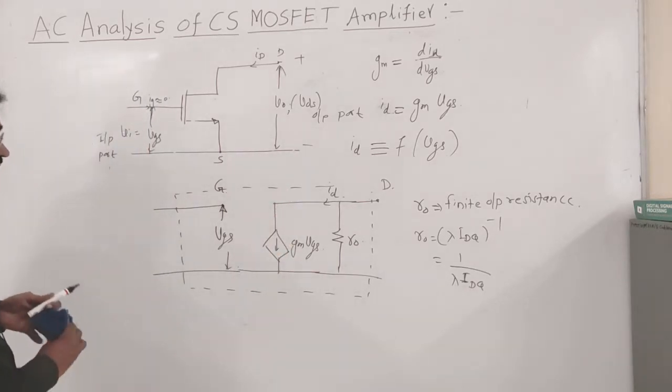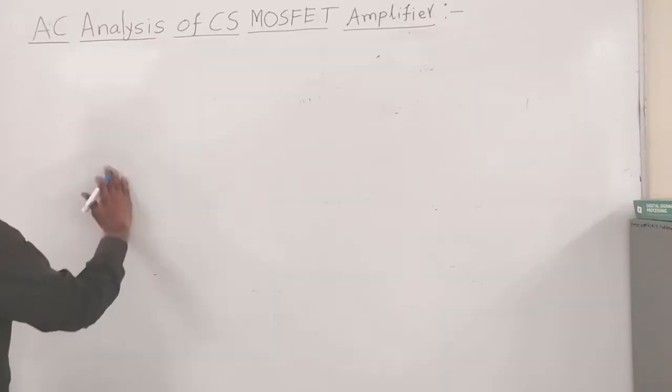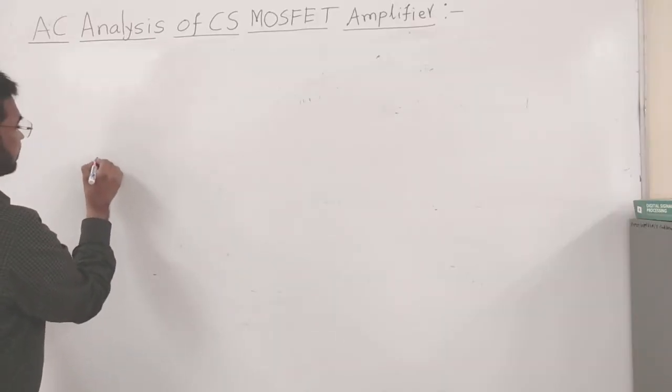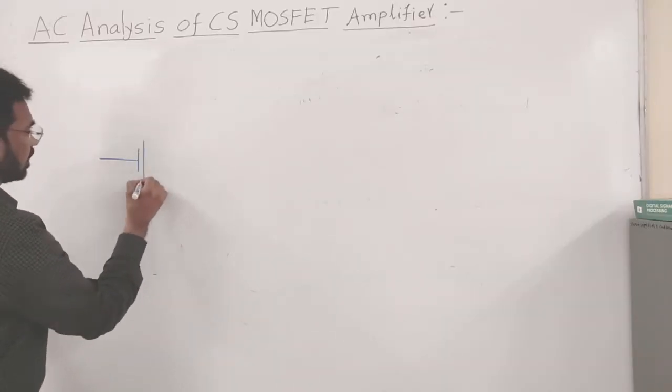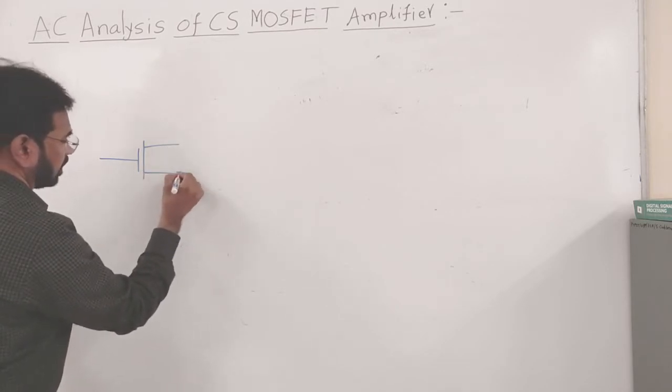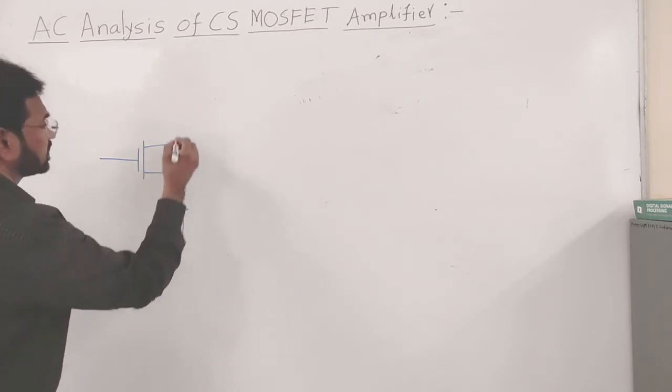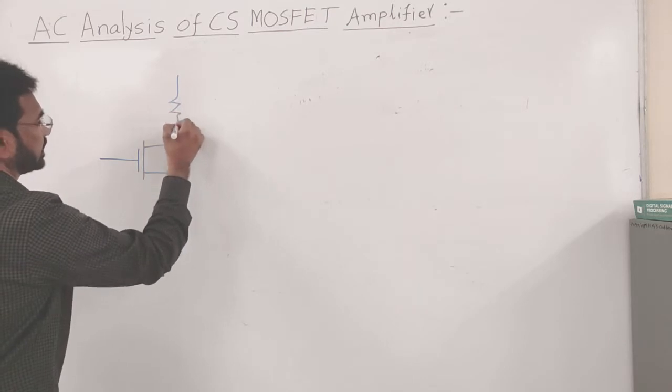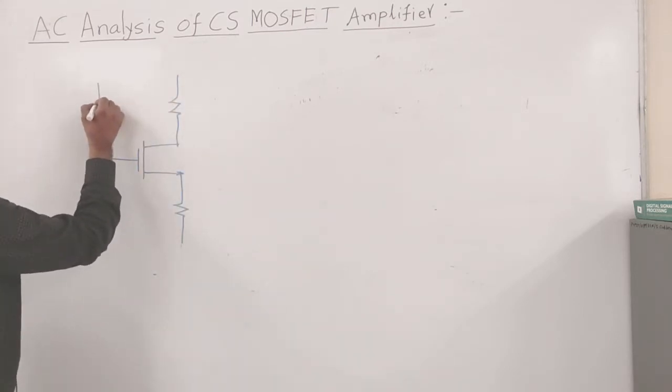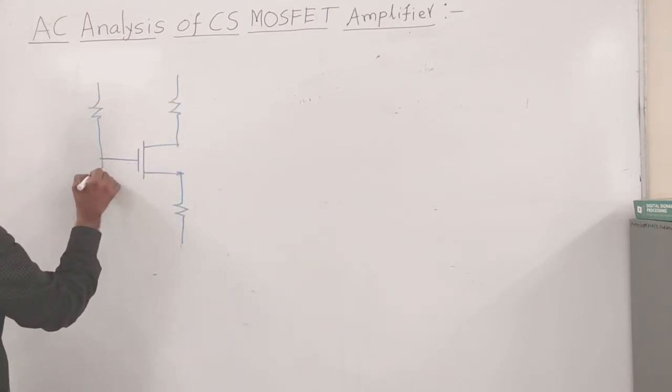Let us draw the circuit diagram for the amplifier. Transistor in the center, source resistor and drain resistor. First I am going to draw and then I will label it.